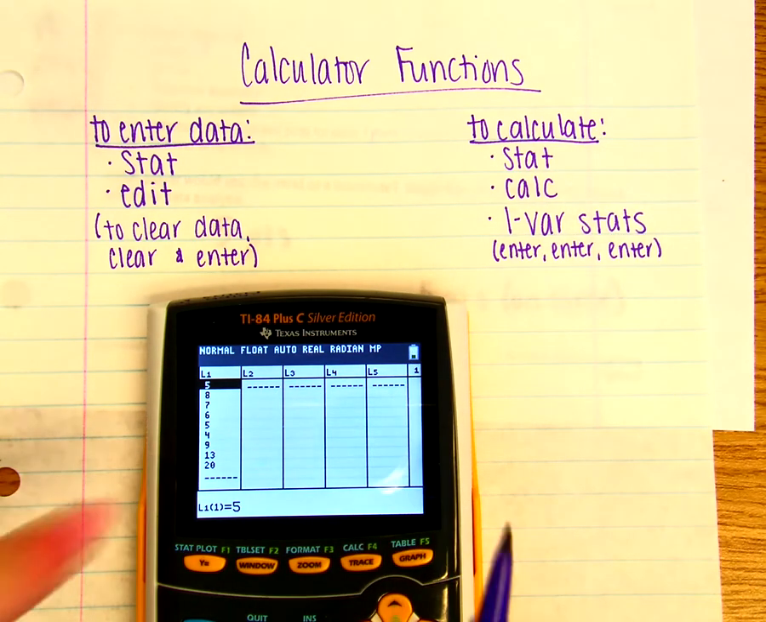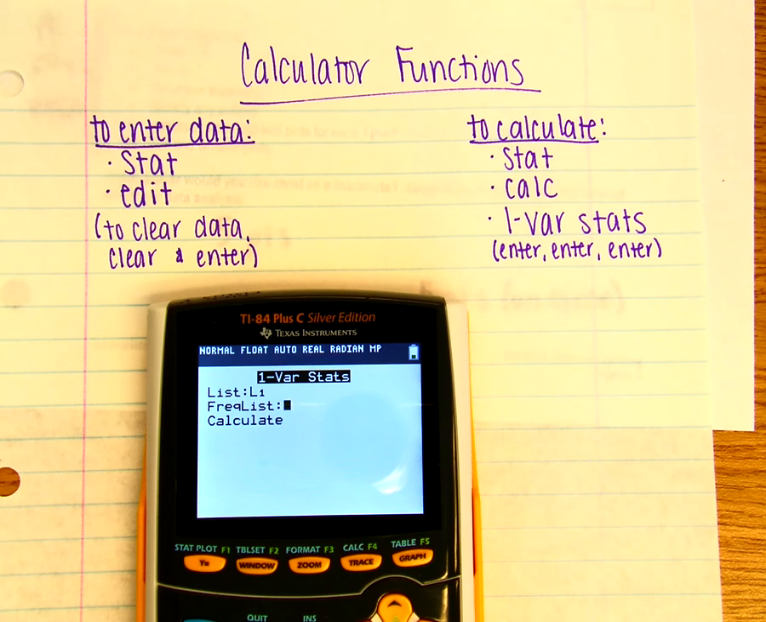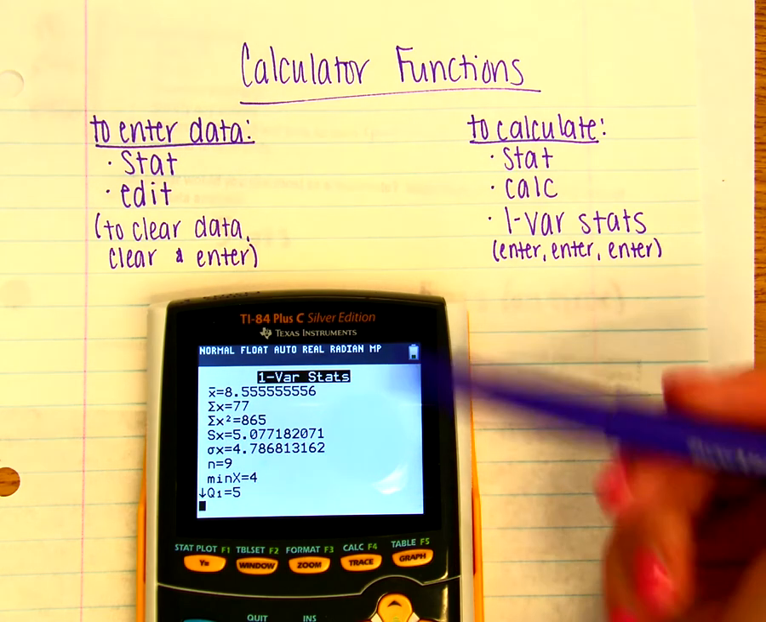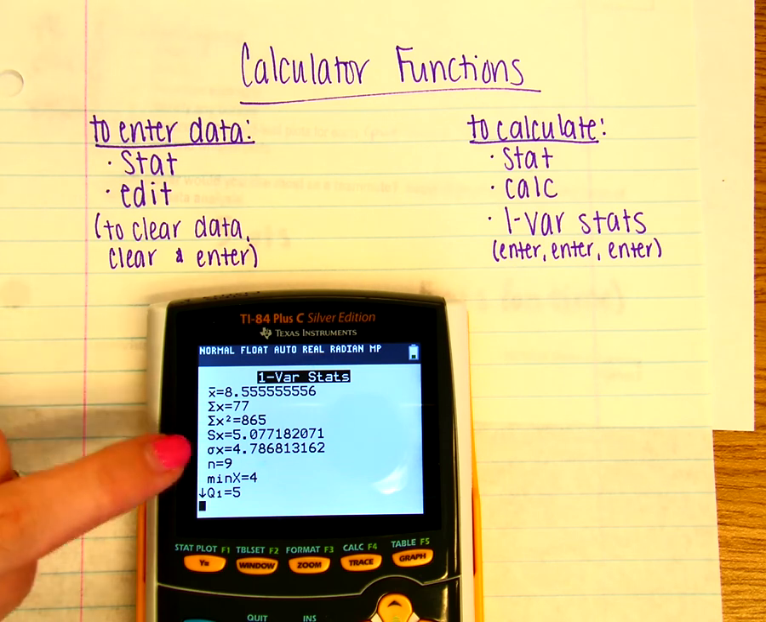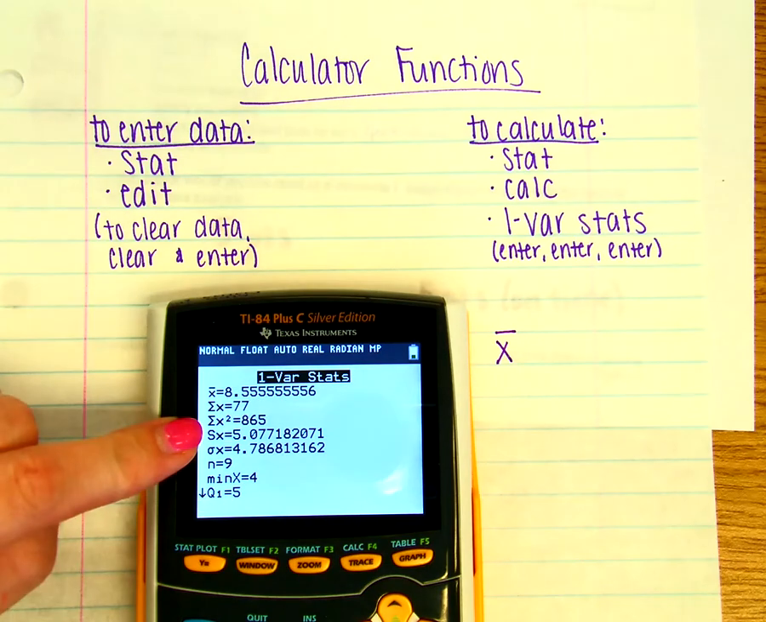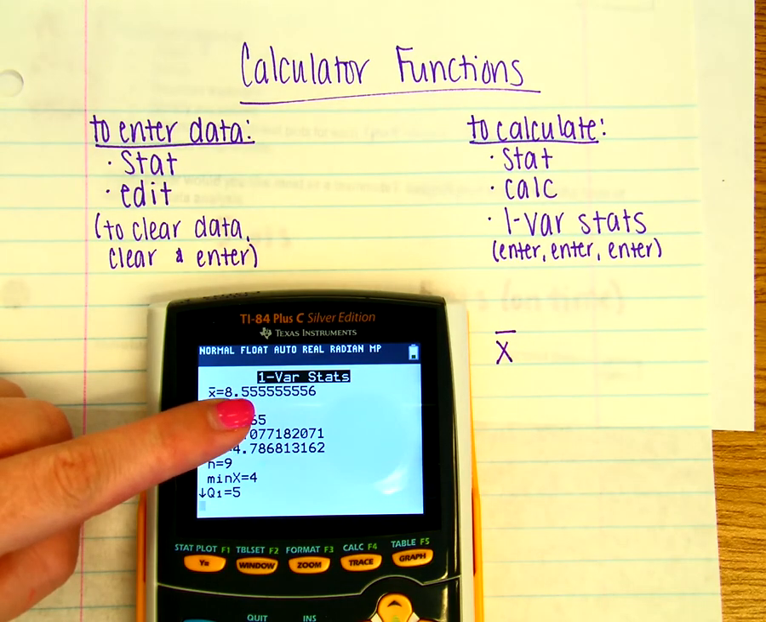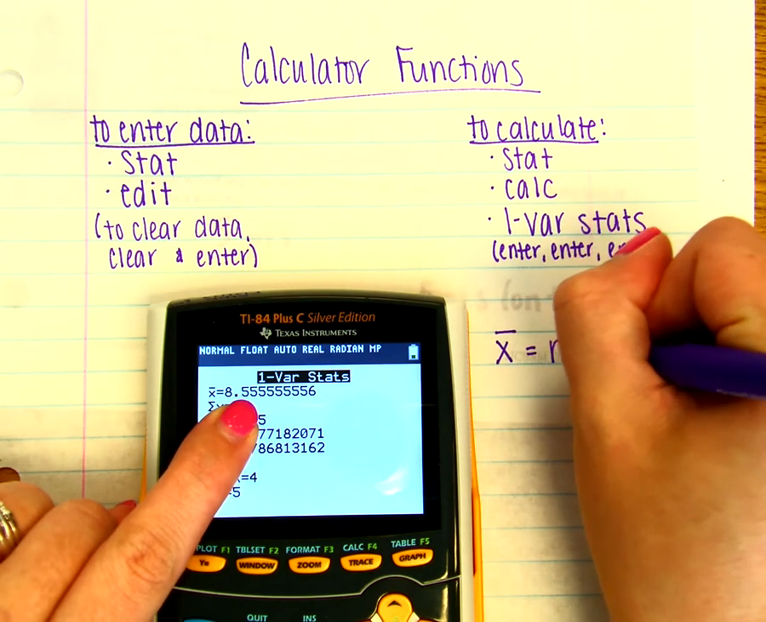To calculate, we're going to hit stat, go over to calc, and we're going to select the one var stat. So I'm going to hit enter, enter, enter, however many times we need to hit enter so it comes up with this screen here. One of the symbols that you may have seen written on the other piece of paper, okay, that we are going to use is this symbol here, x with the bar on top of it. This x with the bar on top of it is the first thing that's given in our screen here. That is the mean.